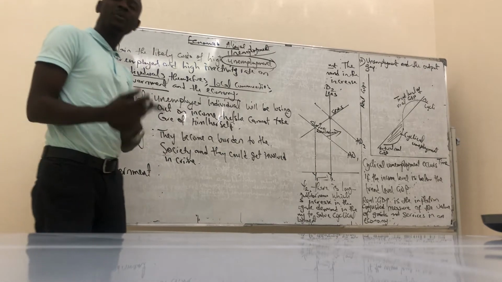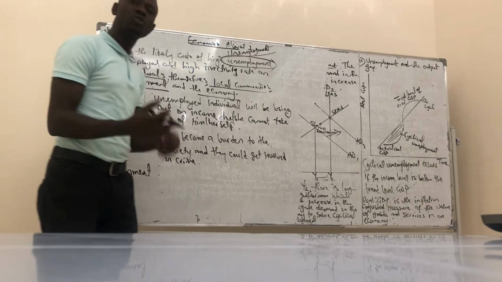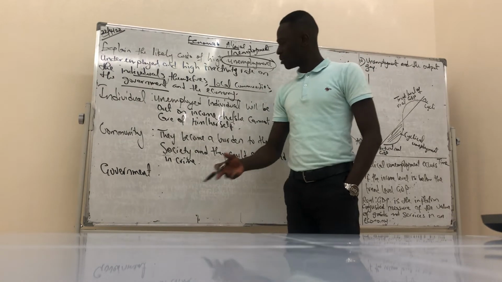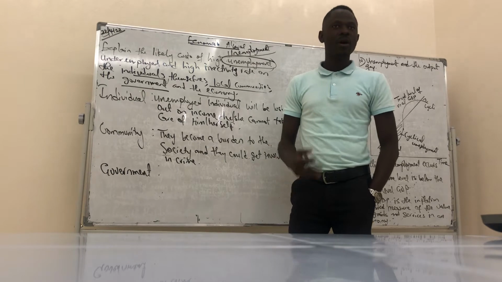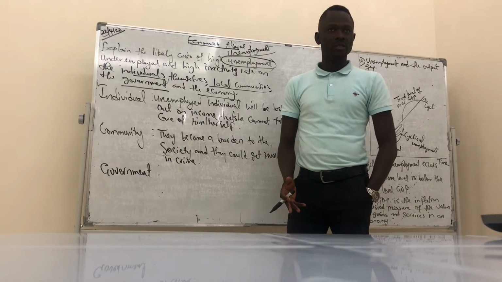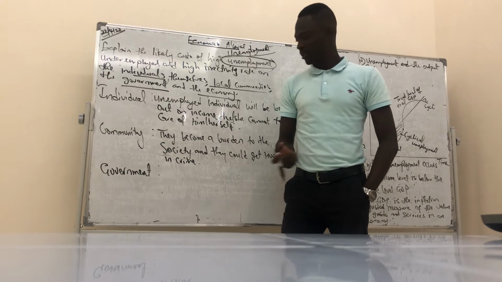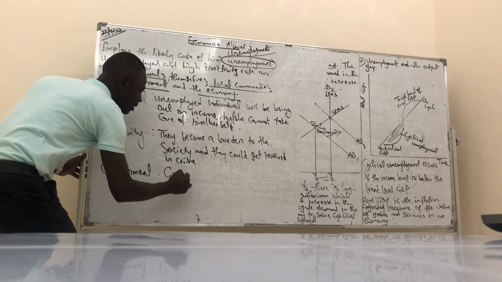What happens to an unemployed person? An unemployed person will rely on government for social welfare, which we call unemployment benefits. So the government will have to be paying that individual who doesn't have a job unemployment benefits, which is a sort of transfer payment. Do you understand? So here, government expenditure will have to increase.